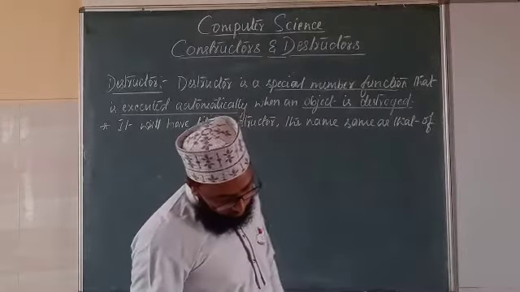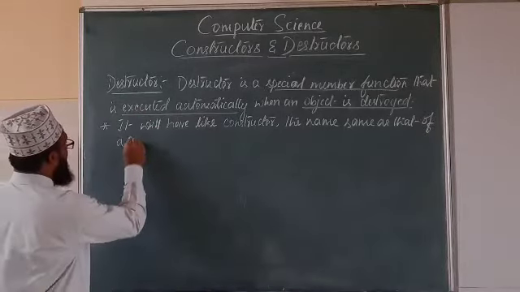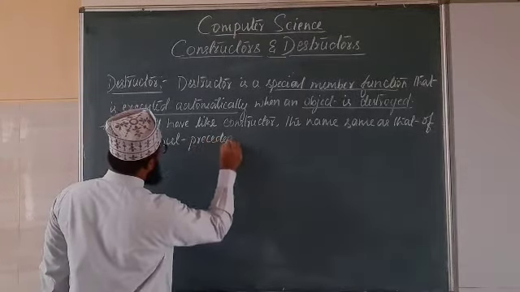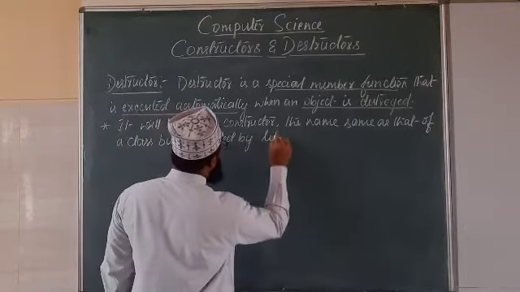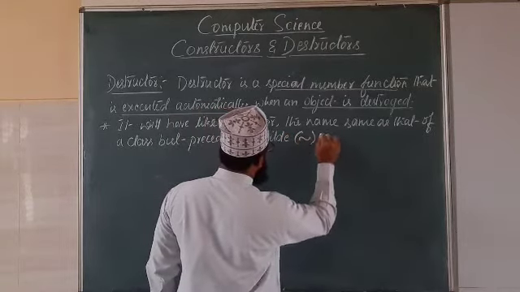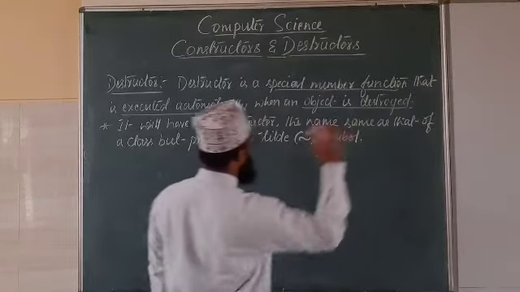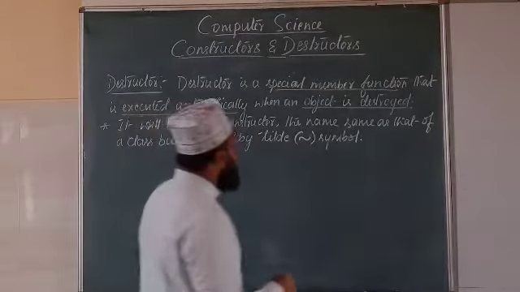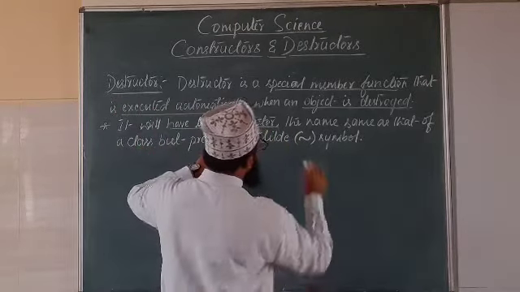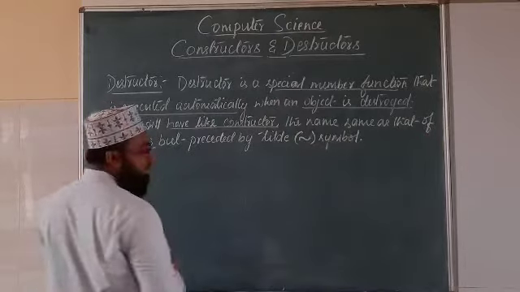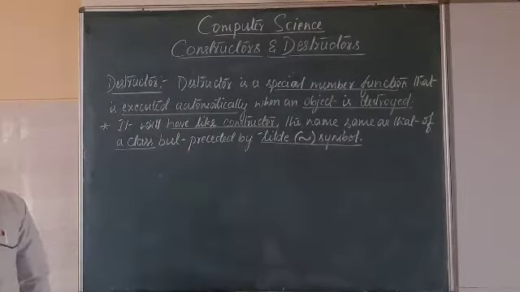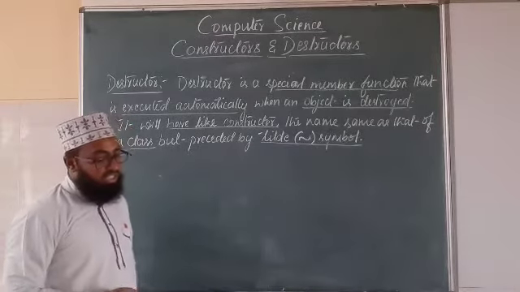The name is the same as that of a class, but preceded by the tilde symbol, T-I-L-D-E, tilde. It will be like this. A constructor looks the same, say we have customer constructor, then the name is the same as that of the class. The name is the same as that of the class, but preceded by the tilde symbol. Destructor is always preceded by a tilde symbol.